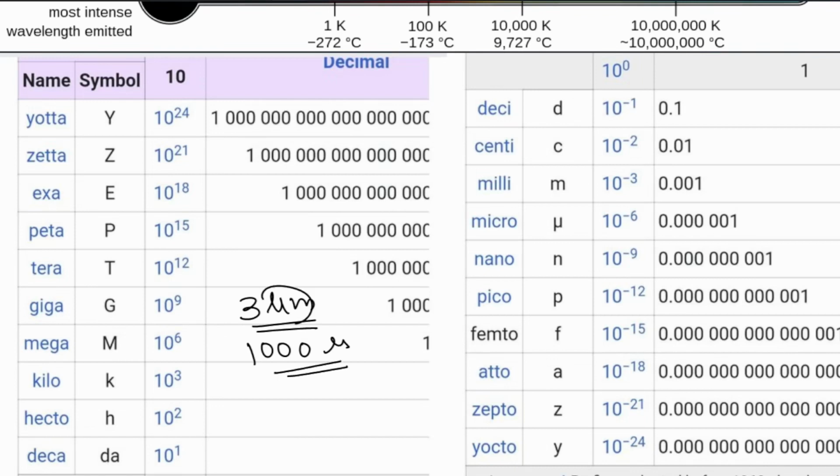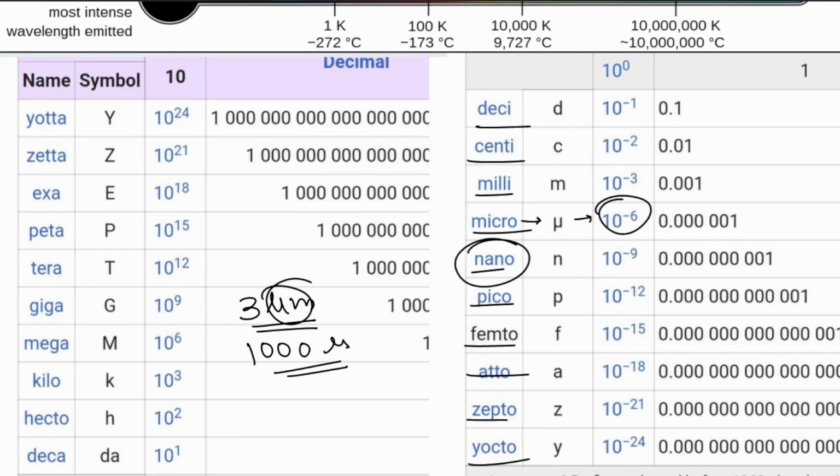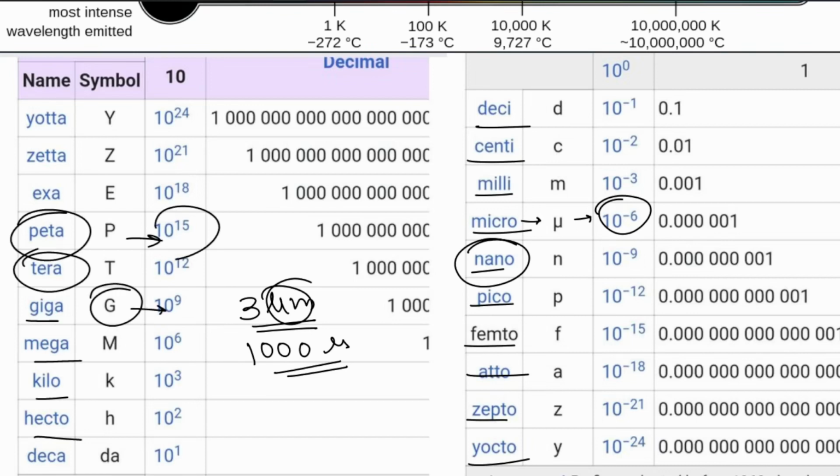So what is micro here? Deci, centi, milli, micro. Micro means mu, and mu means 10 to the power minus 6. So let's read all this: nano, pico, femto, atto, zepto, and yocto. Please remember these, especially at least till nano. Then in the increasing power there is deca, hecto, kilo, mega, giga. Giga we all know, gigabyte. Tera, petabyte we all know, 10 to the power 15. Then there is exa, zeta, and yotta.